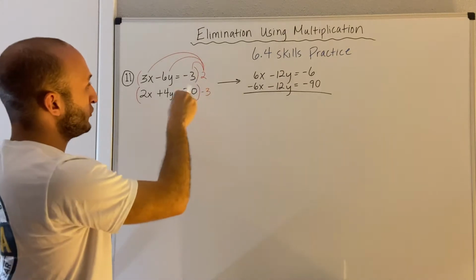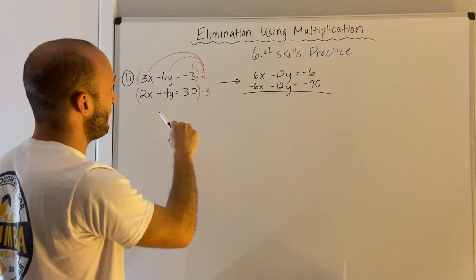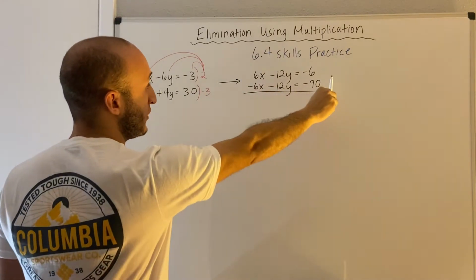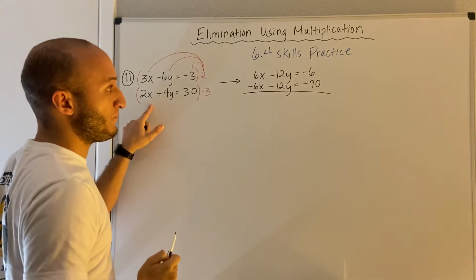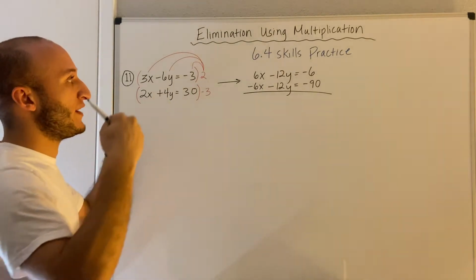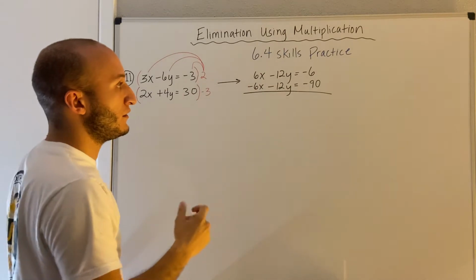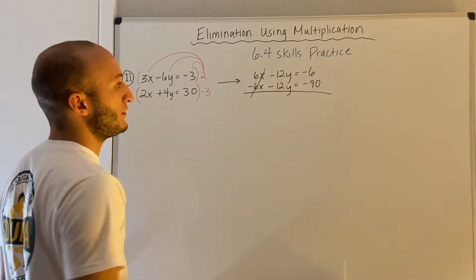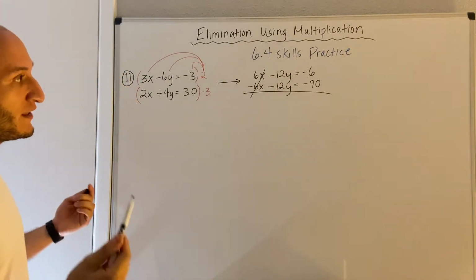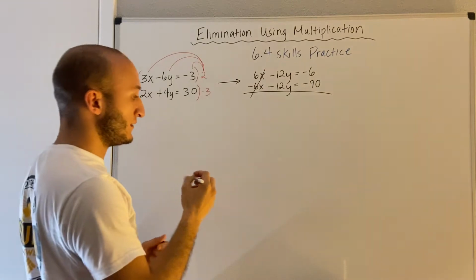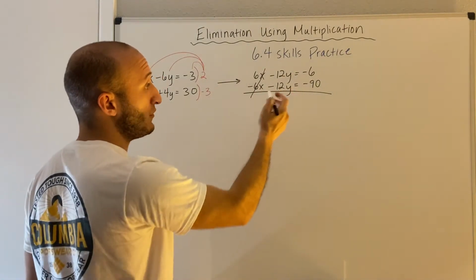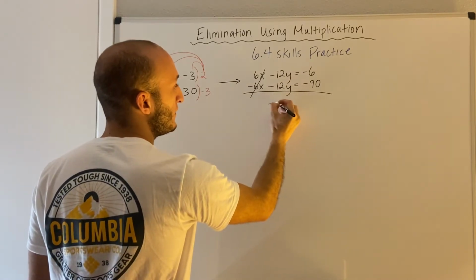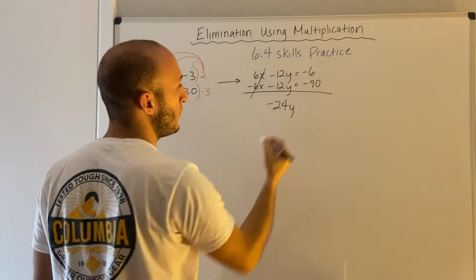See how by multiplying these numbers to the whole equation, I get a new form of an equation, but it's the same as this one. All I'm doing is raising it by a factor of 2 and a factor of negative 3. So here this works out perfectly because I have 6x minus 6x becomes 0. So I canceled out my x's. Now I have to solve for y. So negative 12y minus 12y is negative 24y.